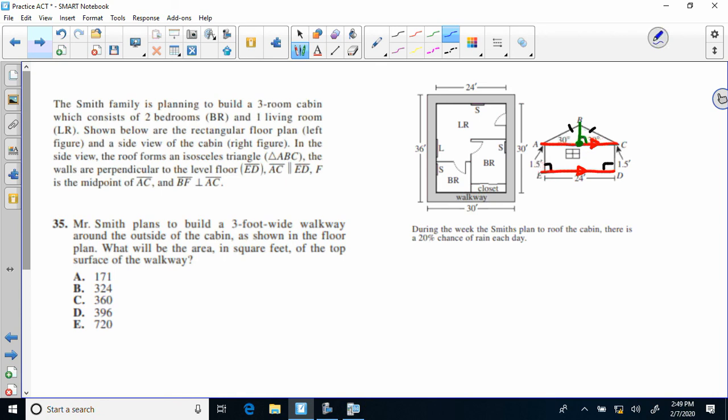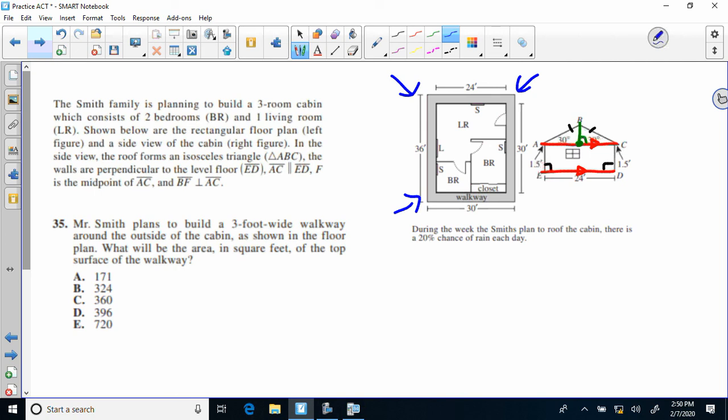So on 35, it says, Mr. Smith plans to build a 3-foot wide walkway around the outside of the cabin, and that's this little piece right here on the left. I'm sorry, because when I point you can't see it. That walkway around the outside of the cabin is shown in the floor plan. What will the area in square feet of the top surface of the walkway be?